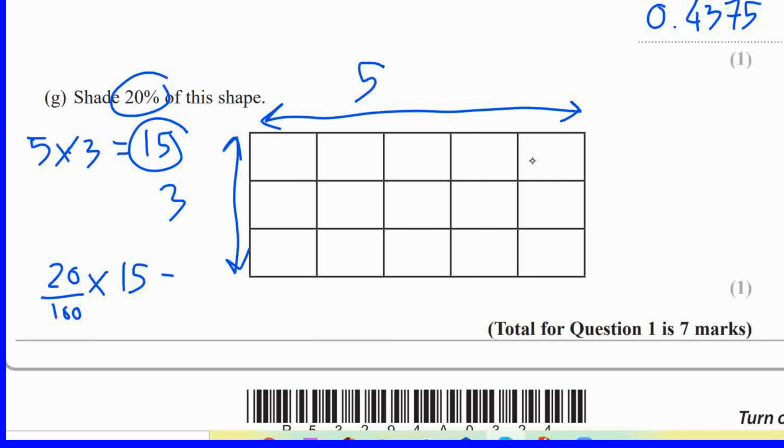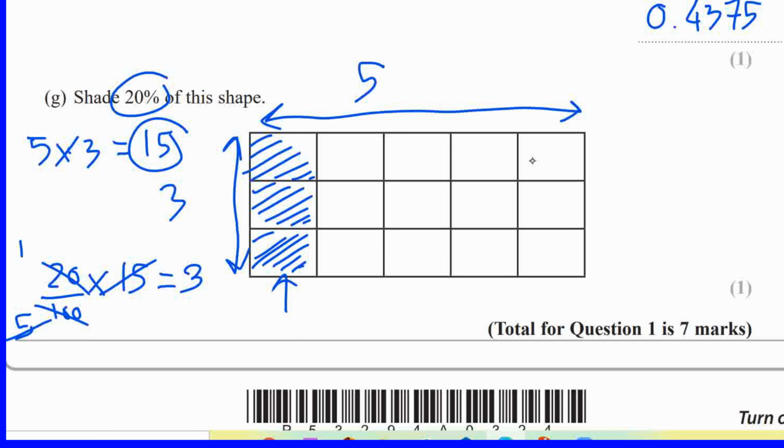And 15 divided by 5 is 3. So we have 3 boxes, and this is just 1 fifth of it. 20% is the same as 20 over 100, which is the same as 1 over 5. So it's column 1, column 2, column 3, 4, 5. So we shade 1 column, which is 1 fifth, or we shade 3 small boxes.